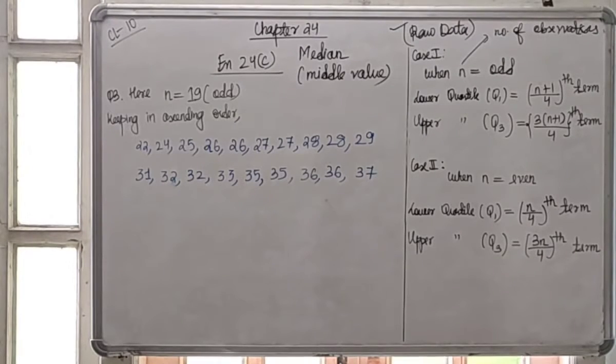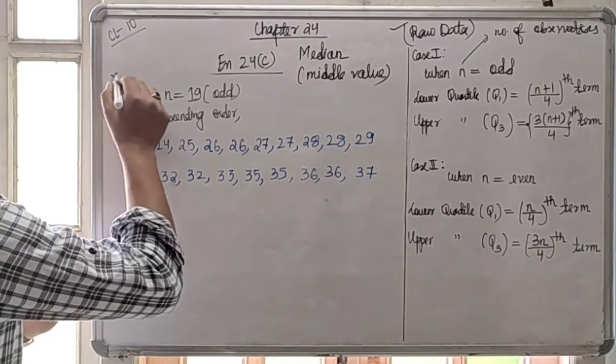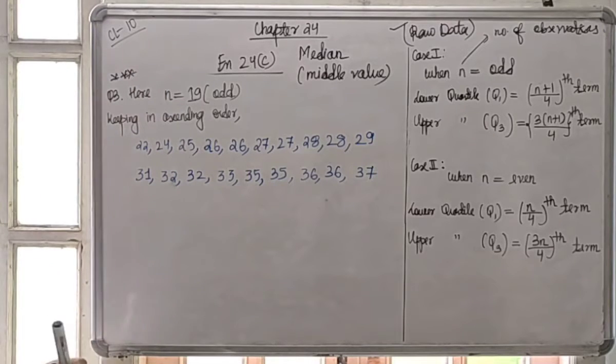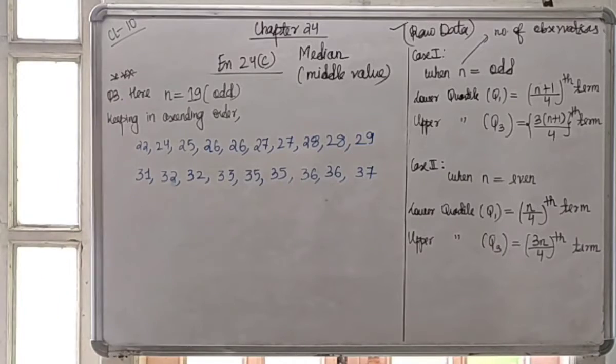All right, boys, let's move on to question number 3. In question number 3, there are 19 observations. It took me a long time to keep this in ascending order. So 19 observations are given to us, and we need to find the median, lower quartile, upper quartile, and interquartile range.